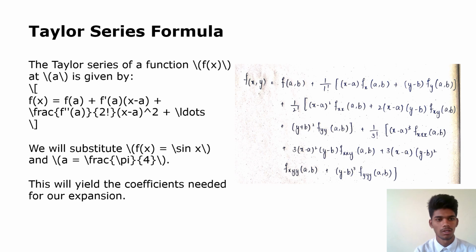The Taylor series form. The Taylor series of a function f of x at a is given by f of x is equal to f of a plus f dash a into (x minus a) plus (x minus a) whole square by 2 factorial into f double dash of a, and so on. We will substitute f of x is equal to sin x and a is equal to pi by 4. This will yield the coefficients needed for our expansion. In two variables, f of x comma y is equal to f of a comma b plus 1 by 1 factorial of (x minus a) into f x of a comma b plus (y minus b) f y of a comma b.